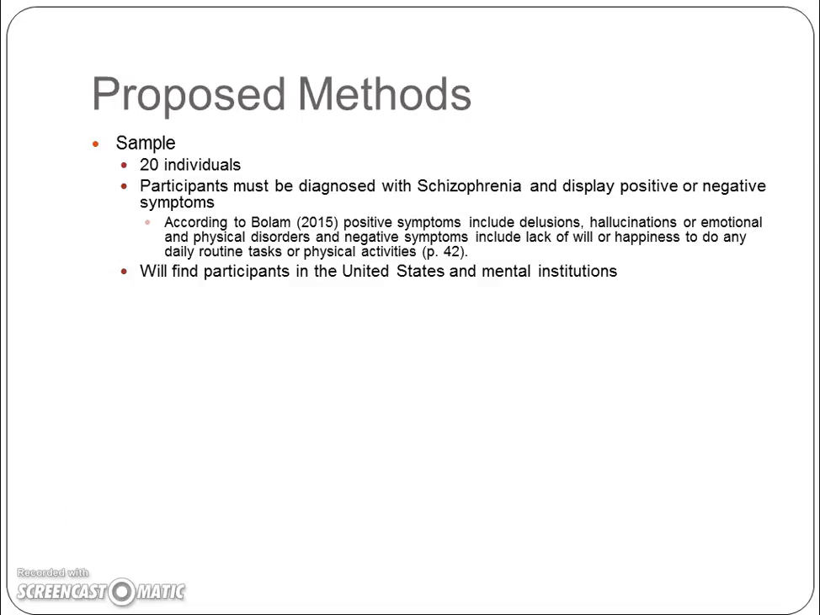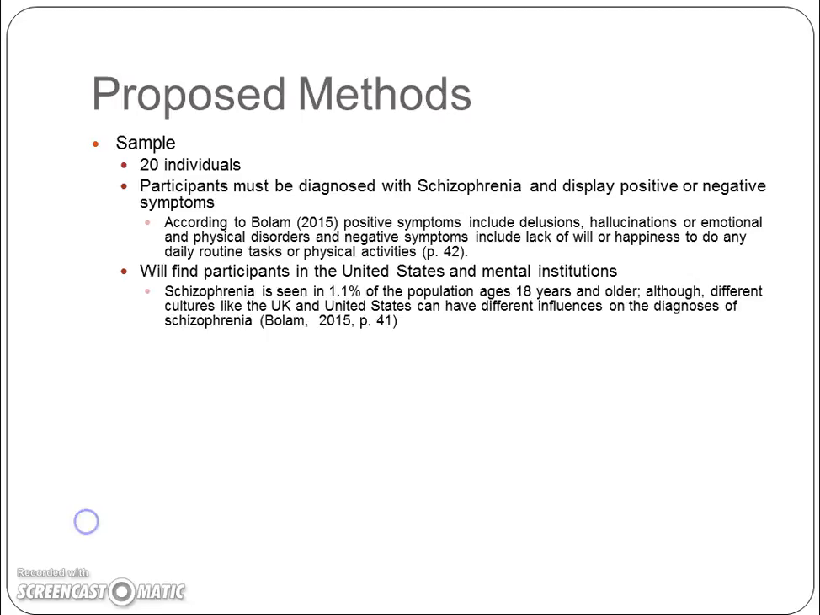Now, where will we find participants? Well, schizophrenia is seen in 1.1% of the population ages 18 years and older, although different cultures like the UK and United States can have different influences on the diagnosis of schizophrenia. That being said, all participants will come from the United States and will include participants in the mental institutions that are currently providing the current medicine.